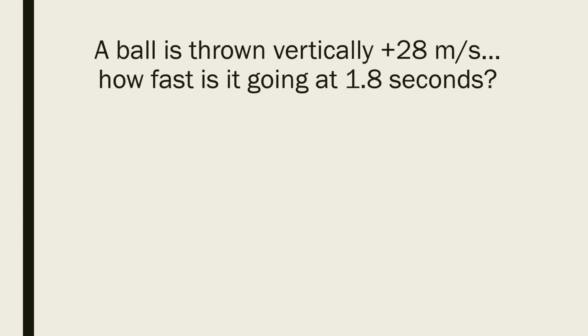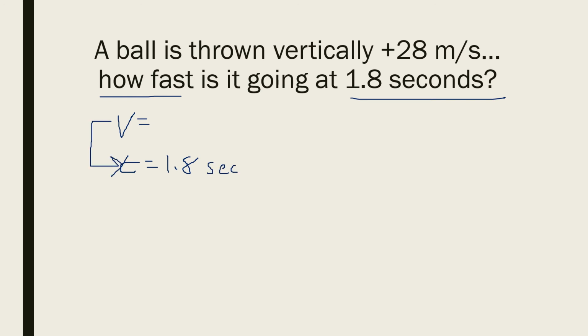A ball is thrown vertically plus 28 meters per second. How fast is it going at 1.8 seconds? At a question like this, I don't even need to draw anything. It says how fast, so I'm looking for a v. And it gives me a time of 1.8 seconds. I told you that every velocity has a time that corresponds to it, and vice versa. So we're not going to use a t up here. We're not going to use a t down. We're not going to assume the velocity is 0. We're going to solve for a unique set of velocity and time.